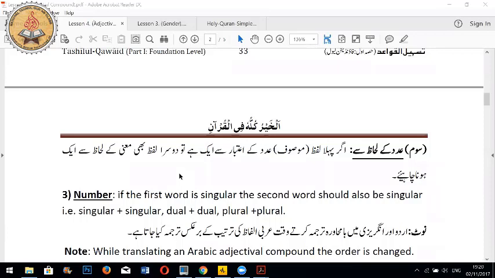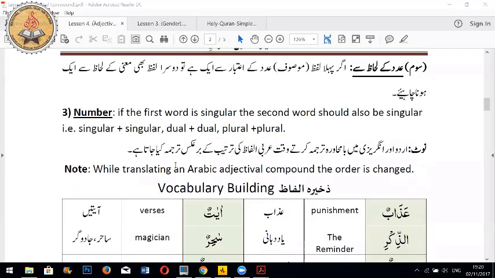Okay. Now remember, while translating an Arabic adjectival compound, the order is changed. As I mentioned, azabun azim: azab, punishment; azim, great. But when we translate in Urdu or English or other languages, we say great punishment, not punishment, great.